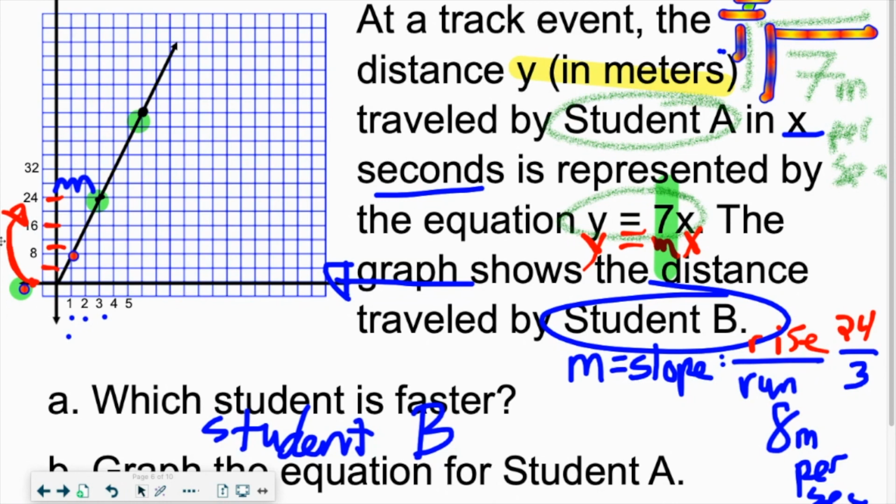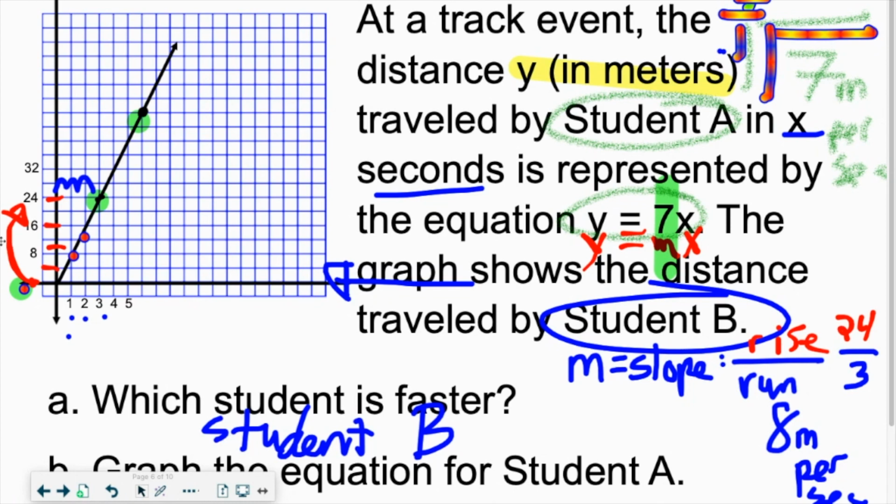Then we're going to go over 2, right? We could go from here. We could go up 7 over 1. That's kind of tricky to do. So after 2 seconds, what's 2 times 7? That's 14, so that's right about there.